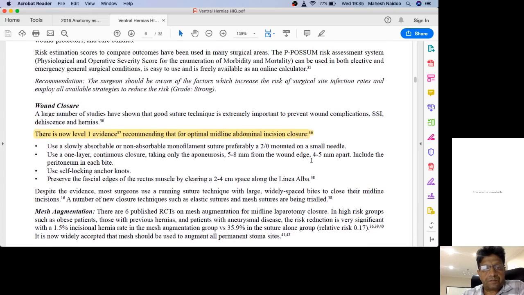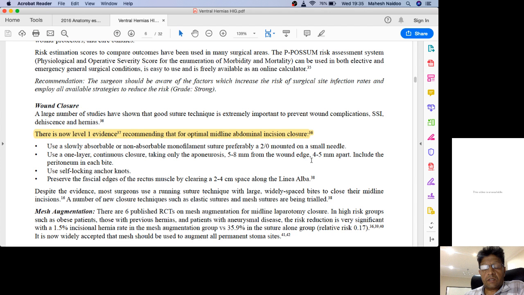Wound closure. This I thought was relevant because this seems to be a shift away from how we are all used to closing the midline sheath. We take a huge 1 or 0 loop nylon or loop PDS, and we take these huge bites.